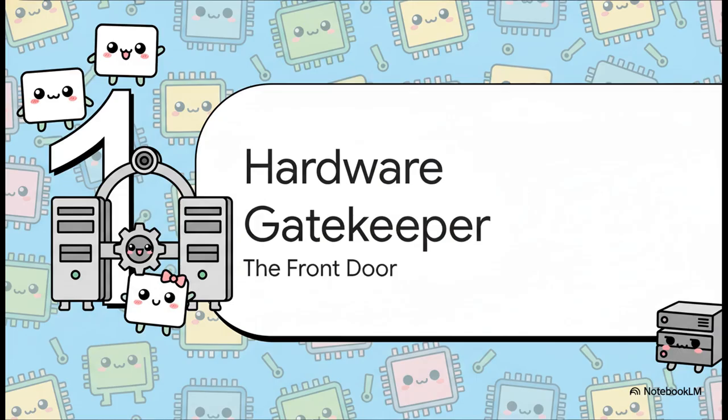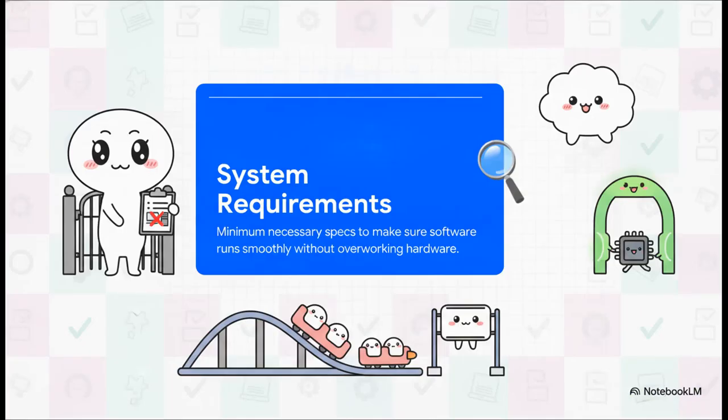The Hardware Gatekeeper. Think of your computer as a highly exclusive club, and new software is just trying to get past the velvet rope. The bouncer, well, that's your system requirements. These are the absolute minimum specs needed to make sure the software runs smoothly without totally frying your hardware. It's basically a roller coaster's "you must be this tall to ride" sign.